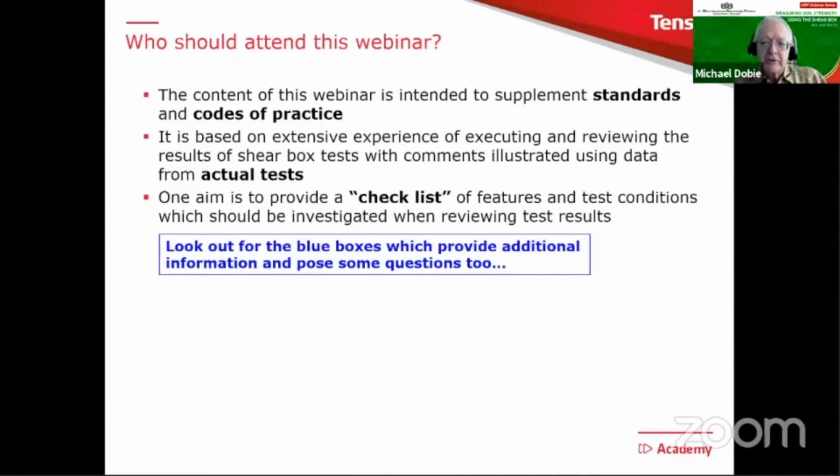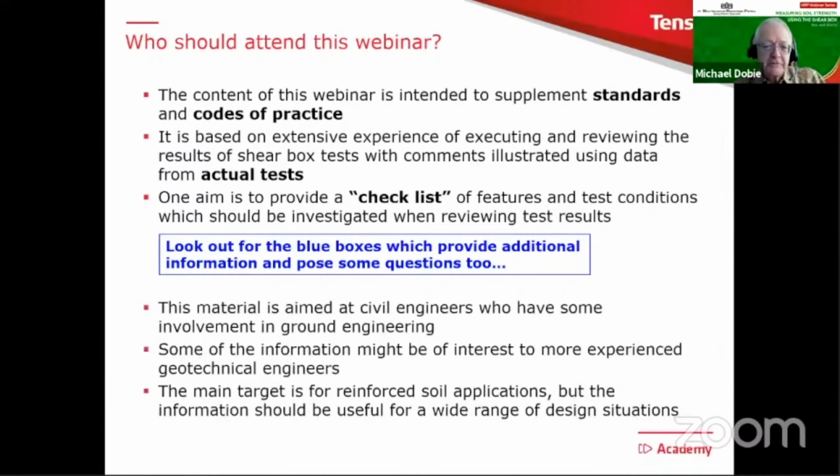As we go through this webinar, please look out for these little blue boxes, which will pop out quite a lot because they are providing additional information, and they are also posing a few questions as well. And you've already heard that there will be some questions at the end of the webinar, and maybe there will be some clues in these blue boxes.